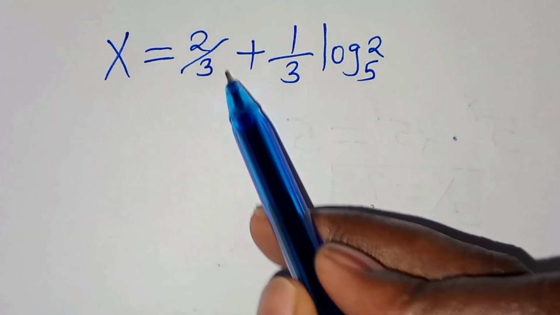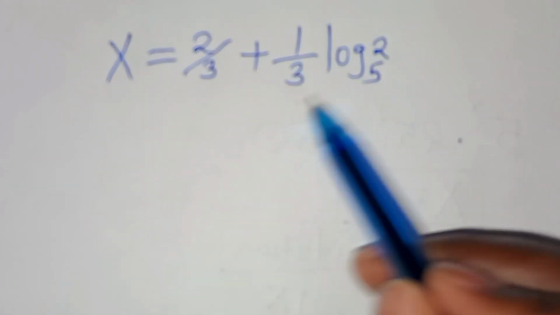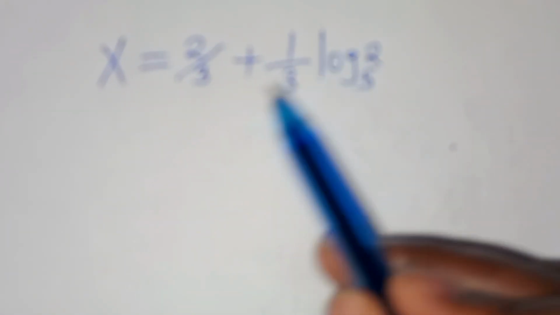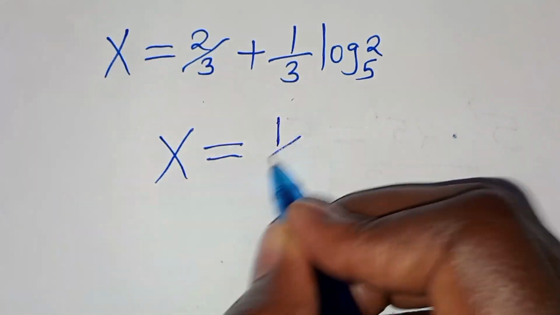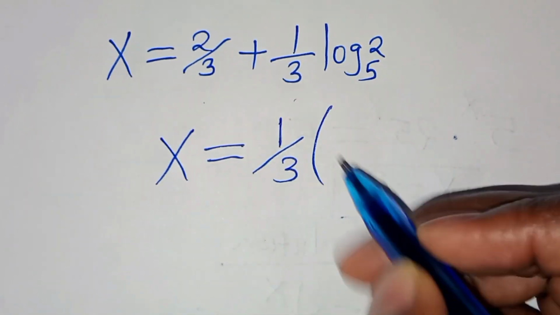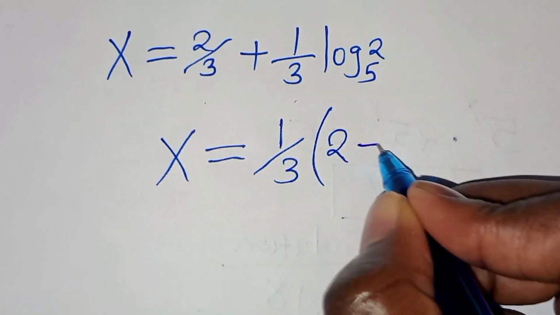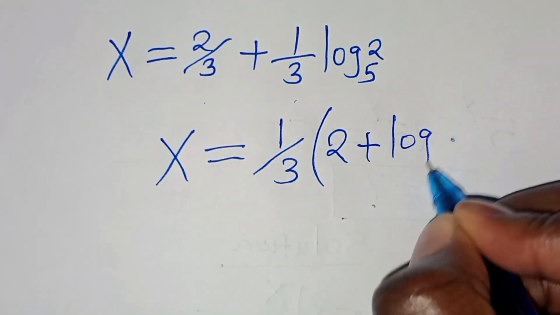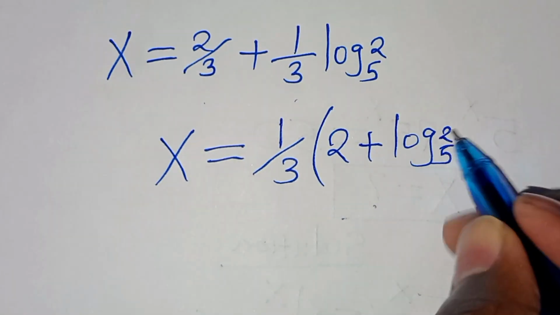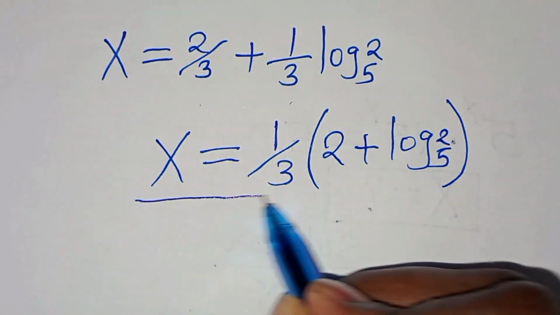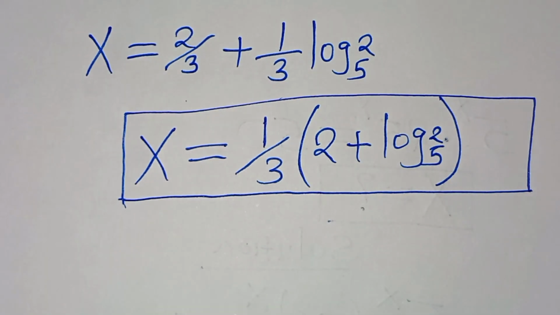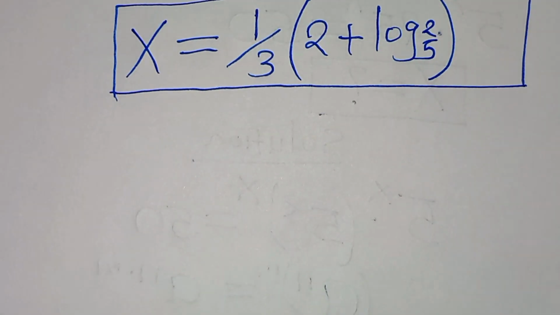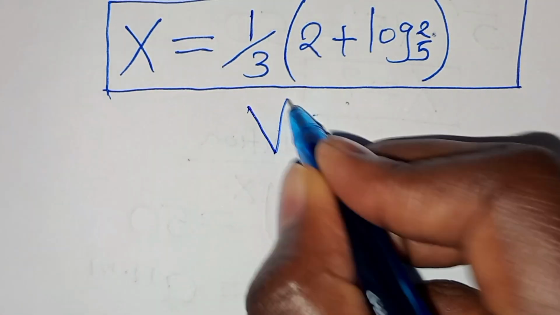Now here we have x equal to 2 over 3 plus 1 over 3 log 2 to base 5, and a third is common here, so we can factor out a third into the parentheses: 2 plus log 2 to base 5. So this is the value of x from here. The next step is to verify that this value of x satisfies the equation. So let's verify from here.